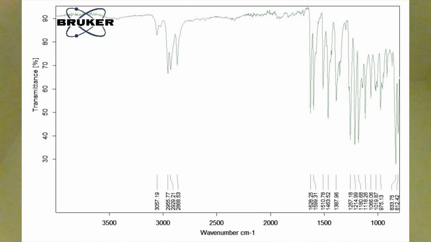We can also see its IR spectroscopy results. There are some peak wavelengths between 1500 and 1600, which belong to the benzene aromatic ring. And we can also see some peaks at 1019.87 and 1066.06. These peaks belong to the ether functional group inside the 2-butoxynaphthalene compound.